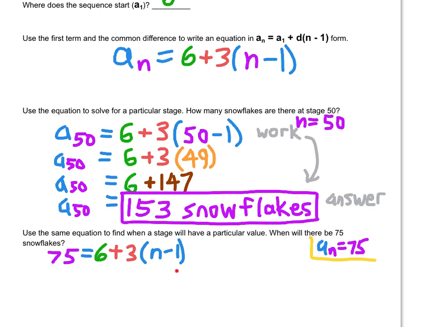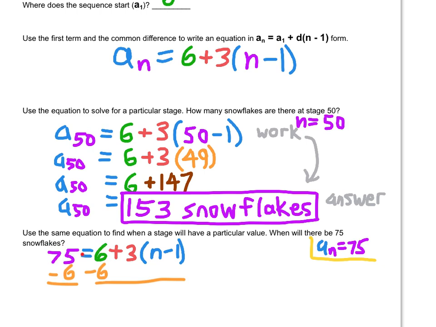Now that we have that equation, let's see if we can solve for n. So what stage number n will make my answer be 75? So what number, if I plugged it in place of n, will give me 75? Take a moment and try to solve that. Otherwise, we see that our first thing we should do to solve this problem is to subtract 6. We have a positive 6, so we're going to subtract 6 on both sides.